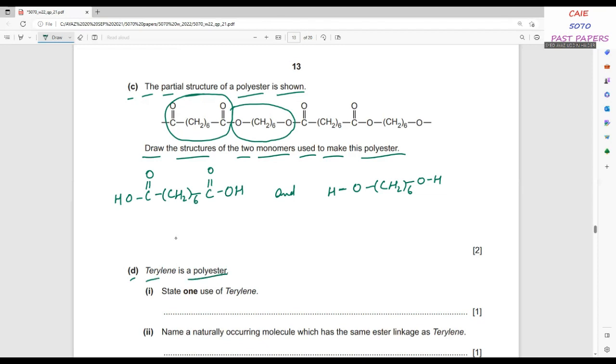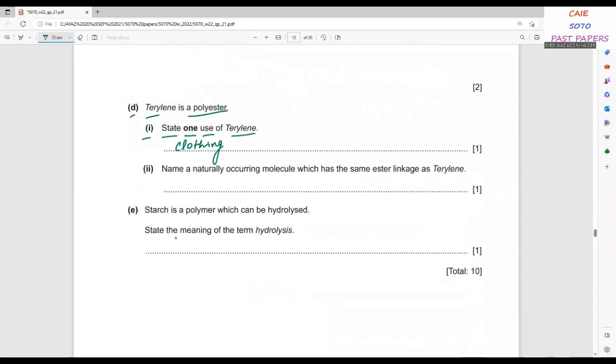D. Terylene is a polyester. State one use of terylene. Terylene is commonly used in clothing. So you write clothing. Name a naturally occurring molecule which has the same ester linkage as terylene. We know that's fat, so you write fat. Record the ester linkage. Ester linkage is this: C double bond O.